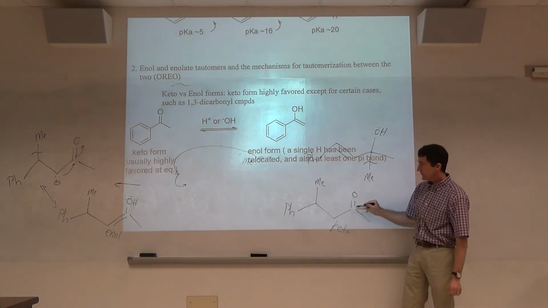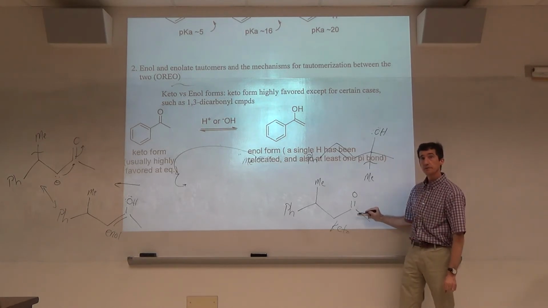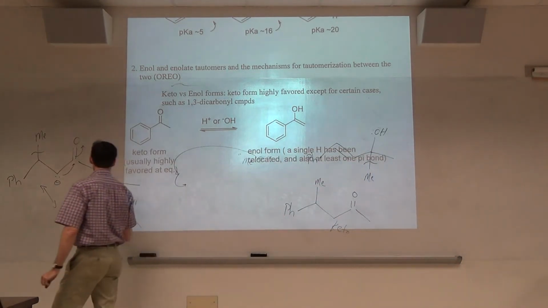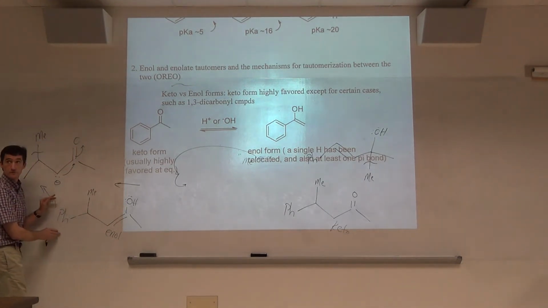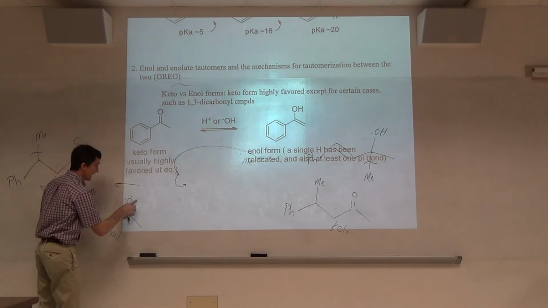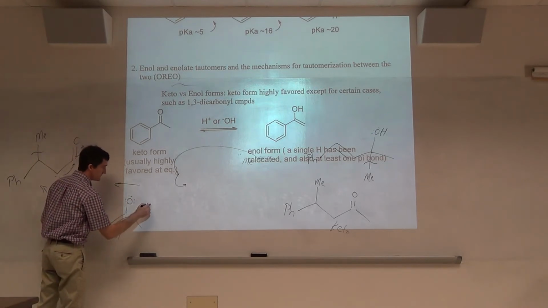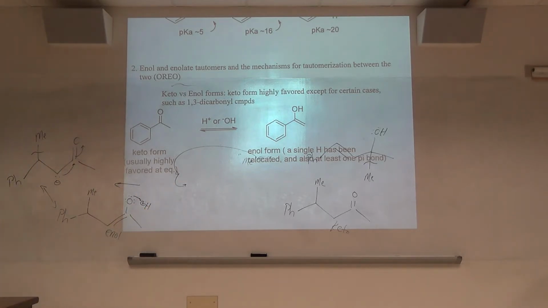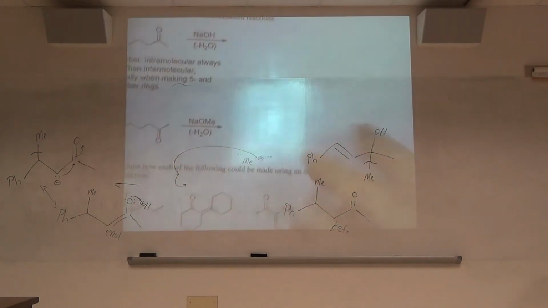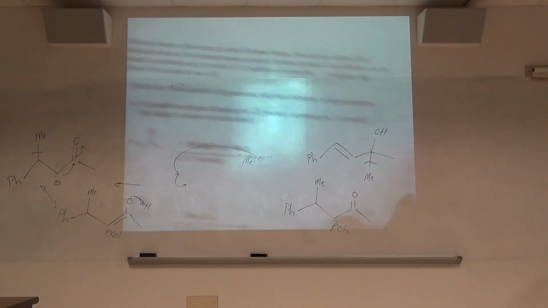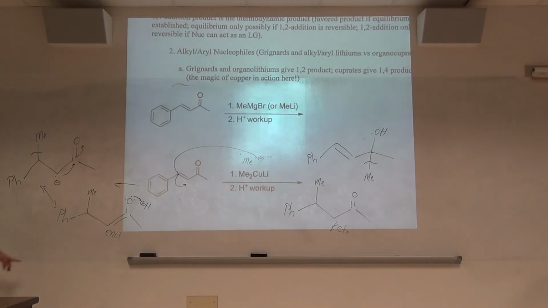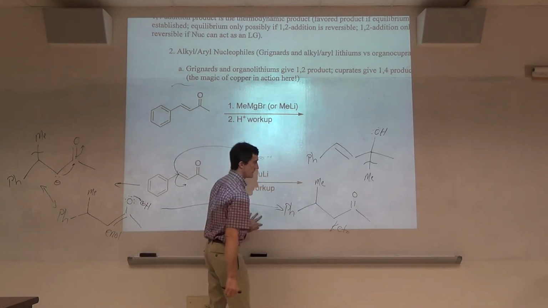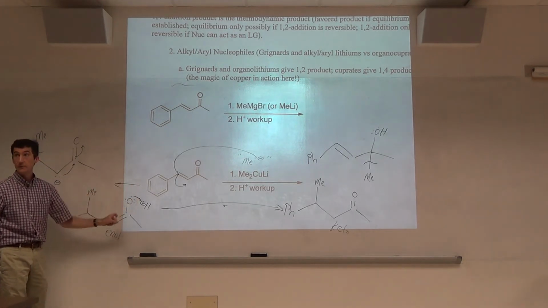Is there a reason why this would not be the favored form? I don't really see a reason. This double bond is not conjugated with anything. There's no hydrogen bonding potential. In this mechanism, could this first become protonated when we throw in the H plus step? H plus workup? Sure it could. But this is an enol, and enols are in equilibrium with this, and which side's favored? That. What's the mechanism going from here to there? We did that.